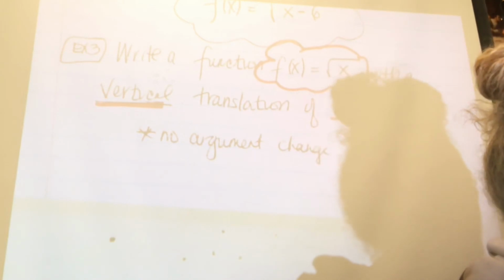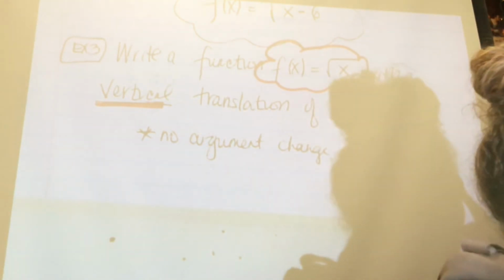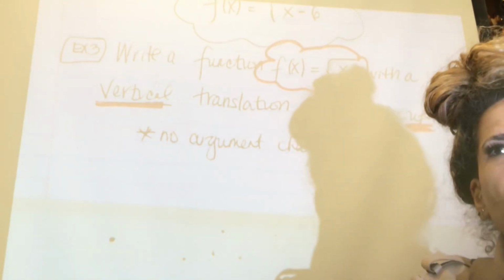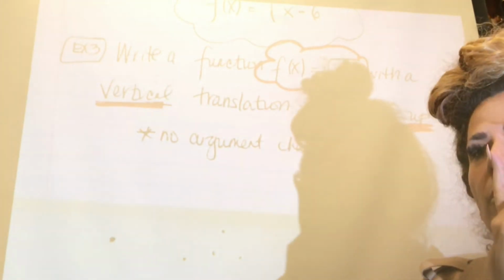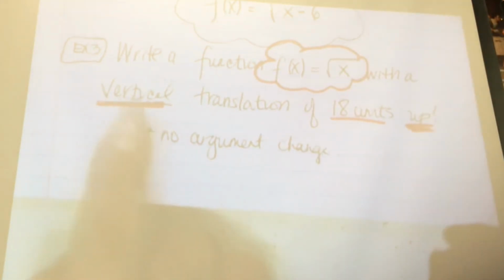So right now, it's easy for you to remember because we're in the middle of it. But in 24 hours, you can be like, wait, which one was the argument change again? No argument is vertical. Can you remember that? All right. So since it's vertical, there's no argument change. Everybody with me? All right.